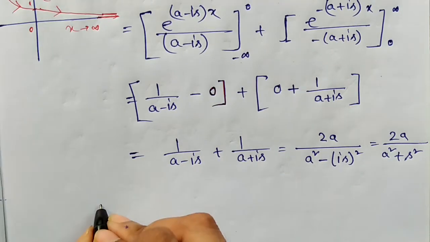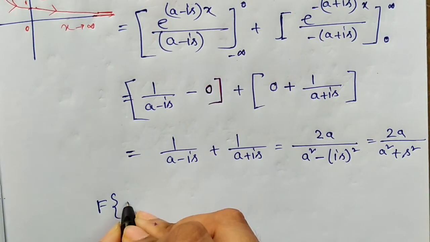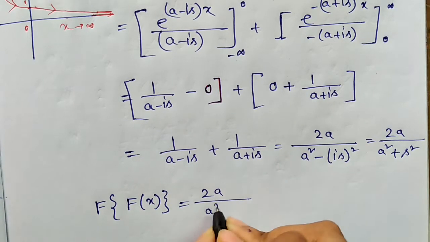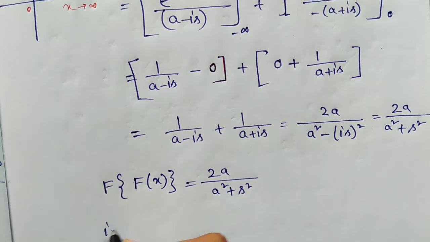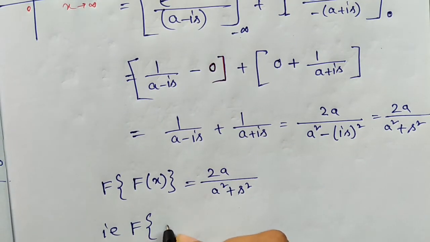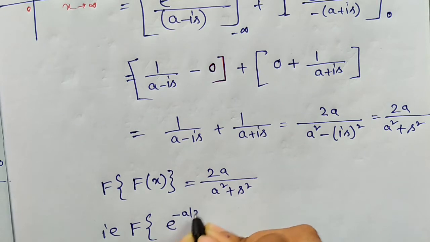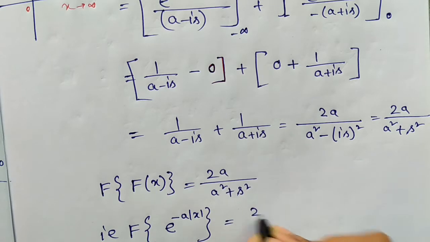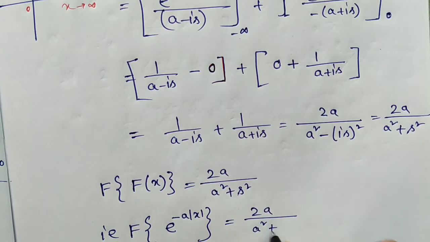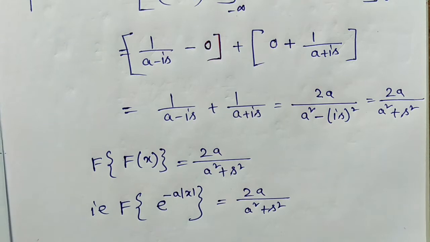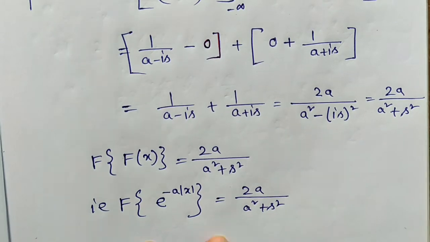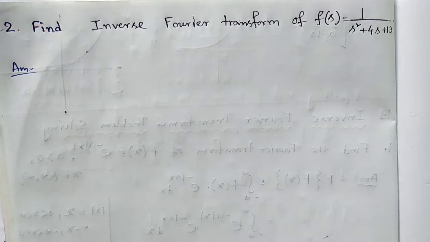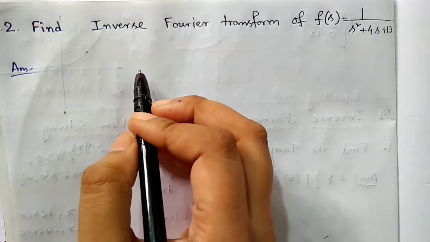Therefore, we get the Fourier transform of f(x) equal to 2a by a square plus s square. That is the Fourier transform of e to the power minus a mod x. Here our given function is this, so it equals 2a by a square plus s square. So this is a very important result. Now using this result, I am going to solve another problem. Let's see. Now see, this is our second problem.